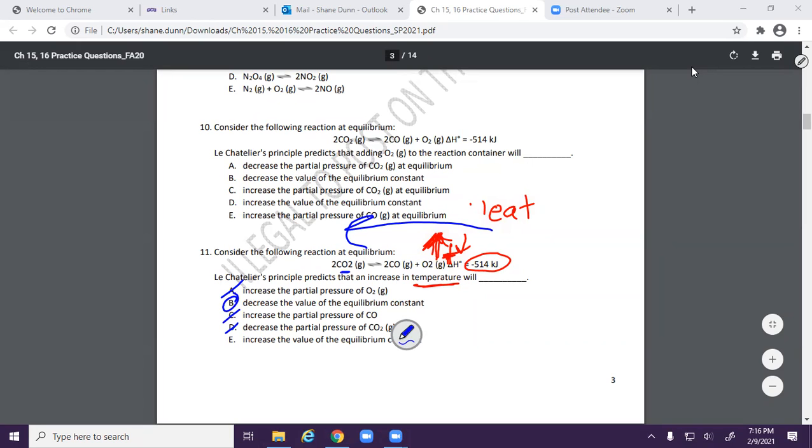Does that make sense? Does that make sense to everyone? Yes? No? Maybe so? What's K equal? If reactants go up, how much is the K? Doesn't it go down? Theoretically speaking, yes. Okay.